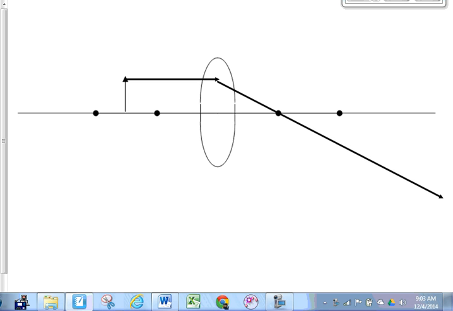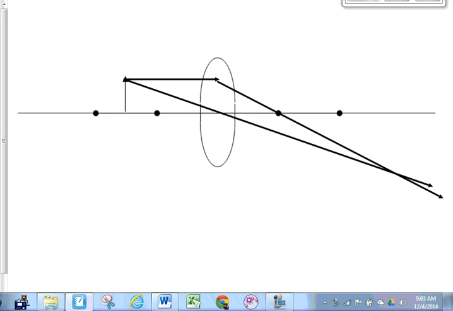Second ray goes from the top of the object where? Devin, from the top of the object where? Good. Down through the middle, down through what we call the optical center. And where does it go from there? Bailey, where does it go after it goes to the optical center? Yeah, it just keeps going straight through, just like this.